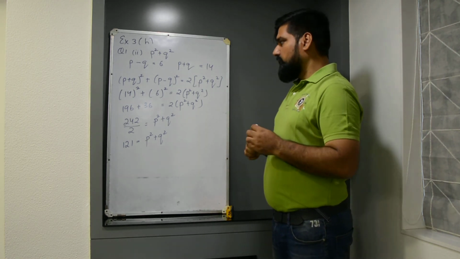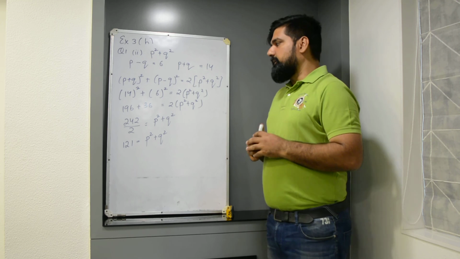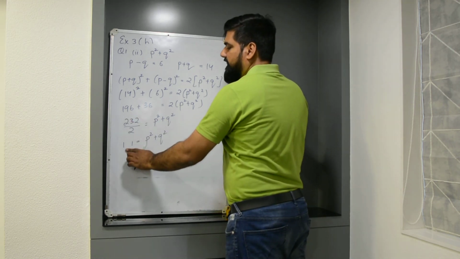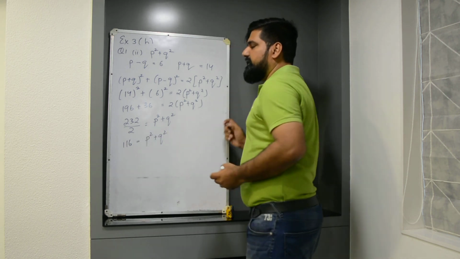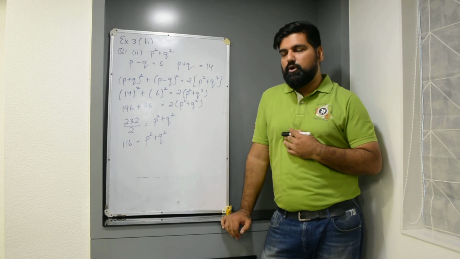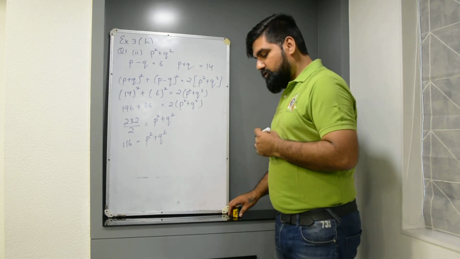So that's our final answer. Okay. So this will be 232. Sorry. So this will be 116. 116 is our final answer. So that is how we are going to use the identity to solve the question. Let's move to the third question.